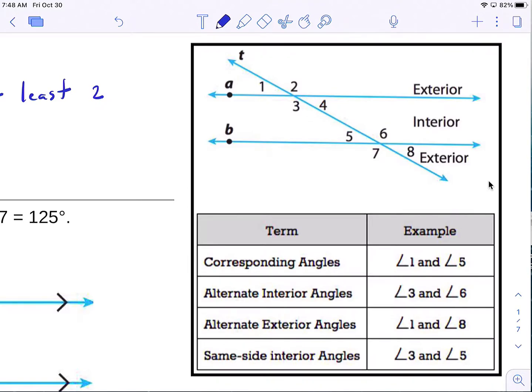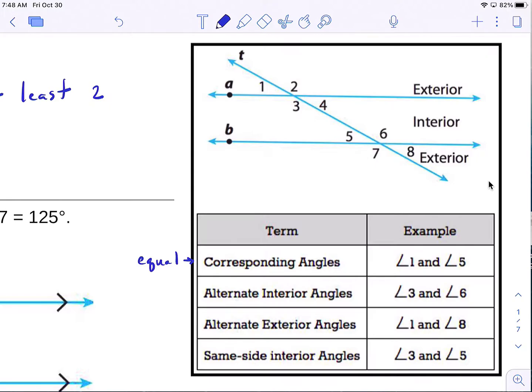Now, just as importantly, yes, those are corresponding angles, great, but they are equal. Corresponding angles are always equal to each other. So angle 1 and angle 5 are equal to each other. They're the same angle measure. Angles 3 and 7 are equal to each other. 2 and 6 are equal to each other. 4 and 8 are equal to each other. That's big because if we know one, obviously we can find another one by using that.